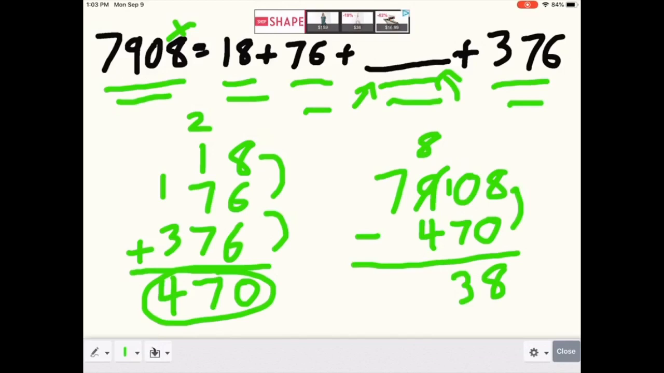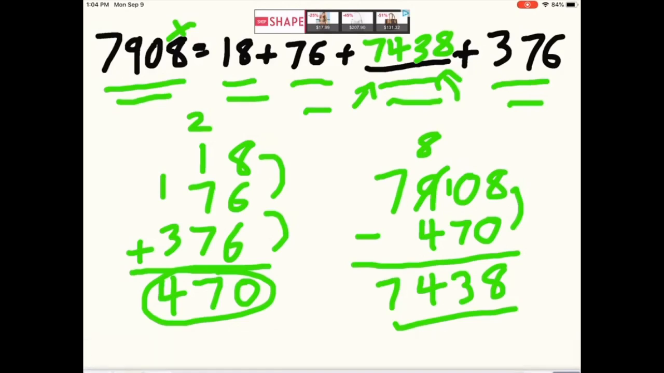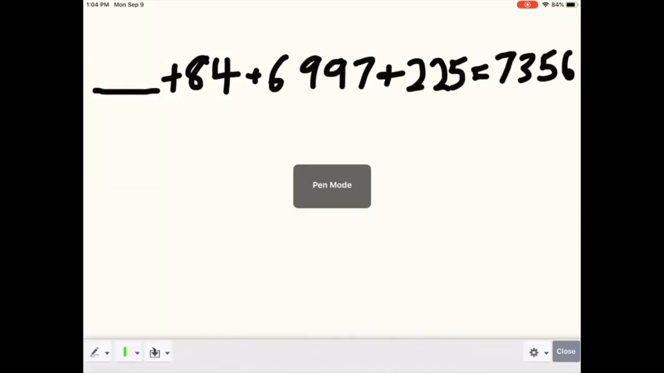So 8 minus 4 is 4. And 7 minus nothing, well, that's 7. So guys, that's your missing addend right there. 7438. So 376 plus 7438 plus 76 plus 18 is 7908. So let's go ahead and do another one, in case that was unclear.